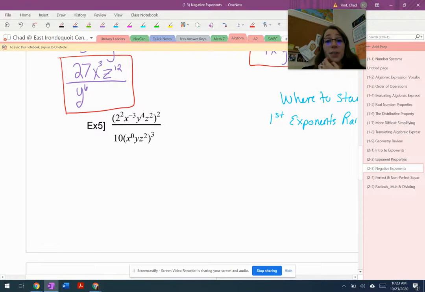All right, last example here for 2-3, number 5. So this is kind of a hot mess because there's a lot going on. We've got fractions, we've got numbers, we've got exponents raised to other exponents. So you might be a little overwhelmed and you might be wondering where to start.